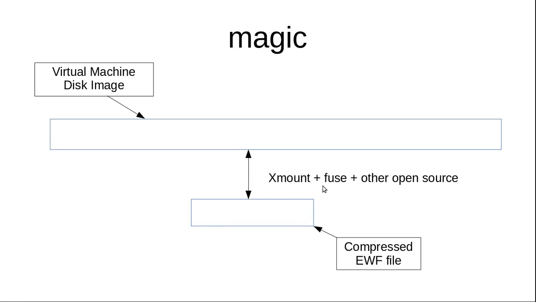And Xmount and Fuse and other open source software combine to create the illusion that this is a 10 gigabyte file with all the contents decided by this. So VMware might come along and say, oh, I need this little bit of the disk here, please give me that disk. And it just looks like a file, so it thinks it's asking the operating system. Instead, it's asking Xmount, and Xmount says, oh, this bit of disk here, that's compressed into this region here, so it decompresses it and sends it back, and VMware is none the wiser. It doesn't realize that this was actually compressed.